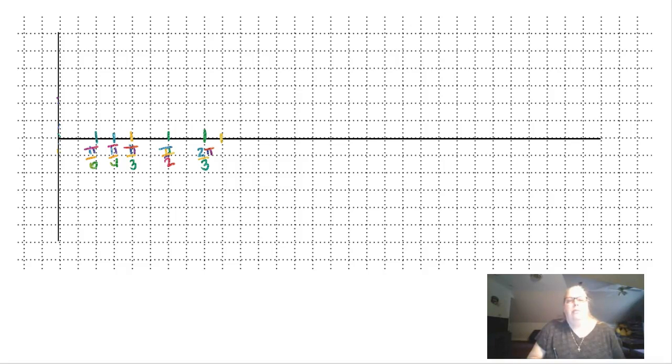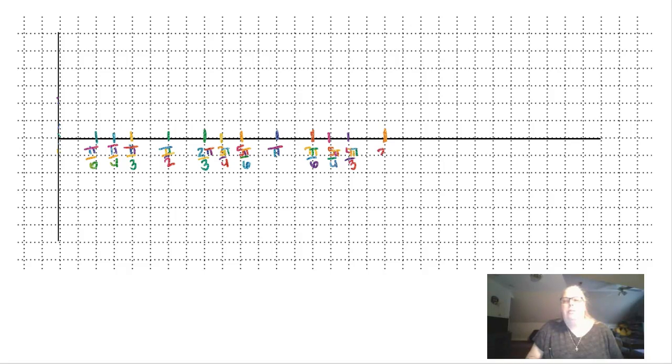9 pi over 12, that reduces to 3 pi over 4. 10 pi over 12, that reduces to 5 pi over 6. 11 pi over 12, not on the unit circle. 12 pi over 12, that reduces to pi. 13 pi over 12, not on the unit circle. 14 pi over 12, that reduces to 7 pi over 6. 15 pi over 12, that reduces to 5 pi over 4. 16 pi over 12 reduces to 4 pi over 3. 17 pi over 12, not on the unit circle.